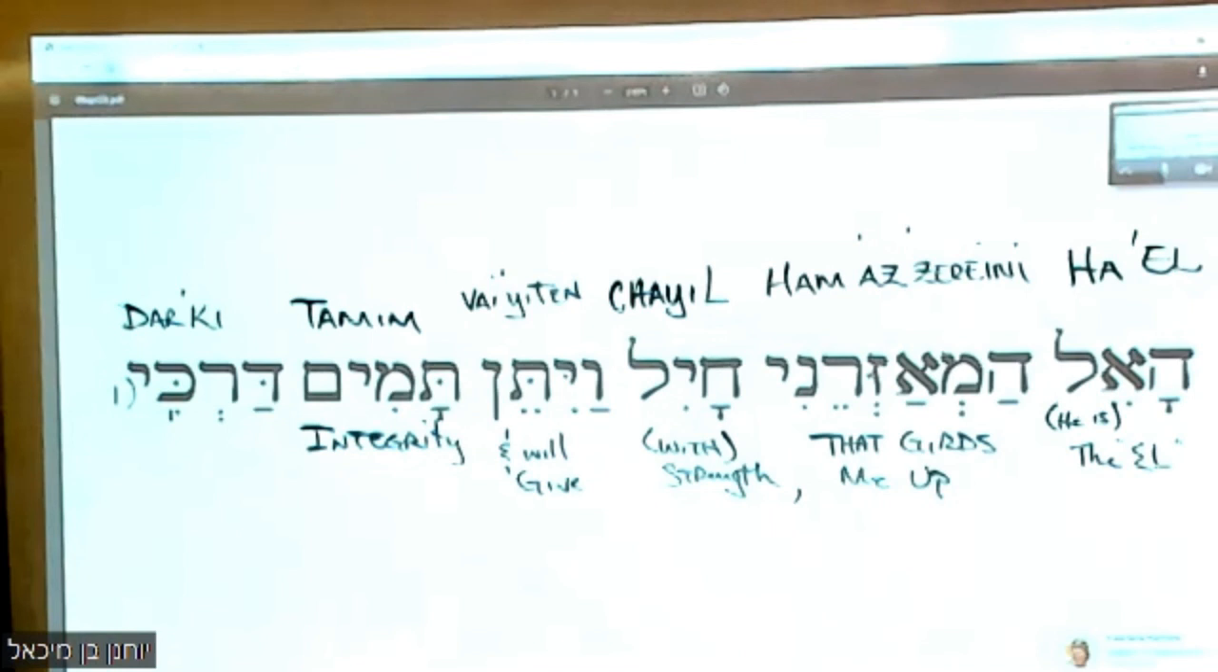So he says, he is the L that girds me up with strength and will give or gives integrity to my walk or path. All right. This is Psalm 18 and 32. And the King James translates it as, it is L that girds me with strength and makes my way perfect.